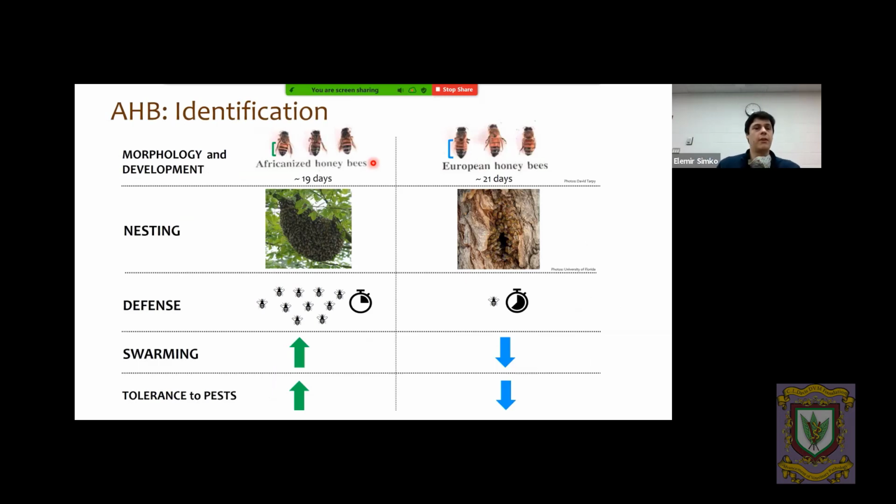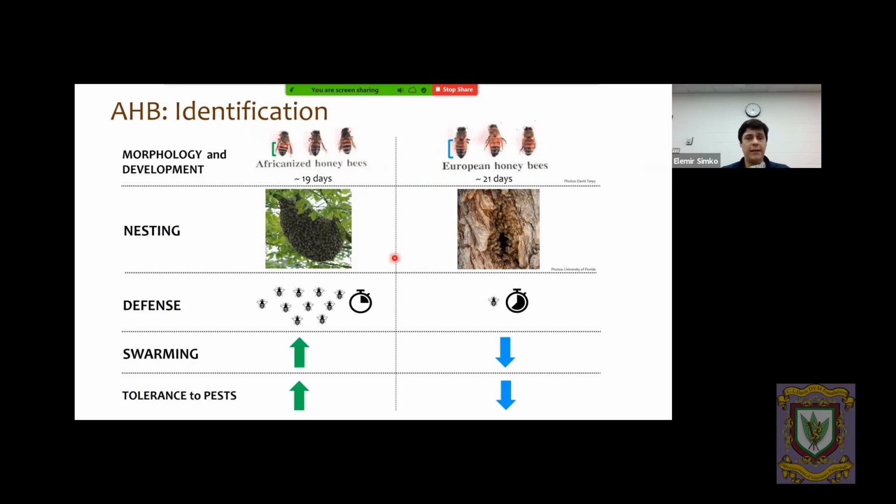A little bit more information regarding the differences between Africanized bees and European honeybees. As I said, morphologically, they are very similar. It's very hard to tell them apart. But usually, Africanized bees will present a reduced or smaller abdomen when compared to European bees. It can be highly variable, but it's one of the characteristics that we can identify. Regarding development, Africanized honeybees usually take 19 days to complete their development from the egg to the adult, and the European bees take around 21 days.